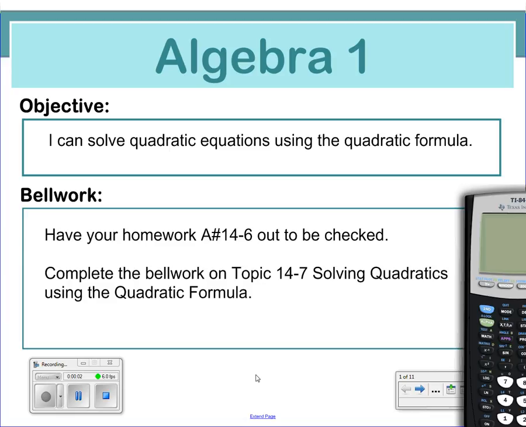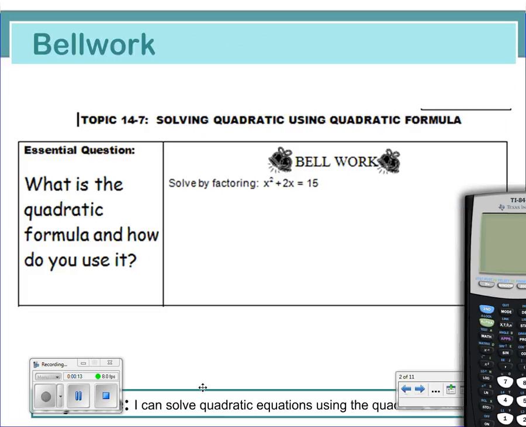This is the recording for topic 14-7, solving quadratics using the quadratic formula. Today you will need a calculator, but before we get started, let's do the bell work problem.